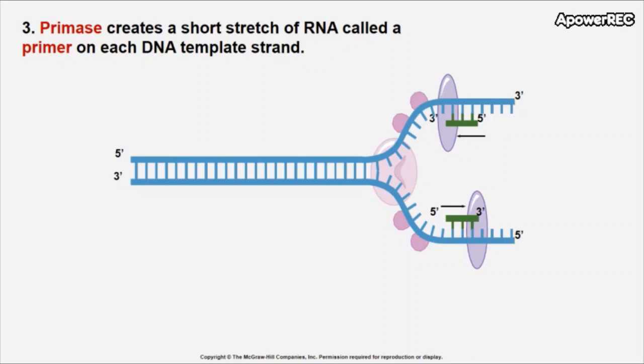All right, so the primase has created that short stretch of RNA. We called that short stretch of RNA a primer because what it's doing is it's priming the well, so to speak, for DNA synthesis.